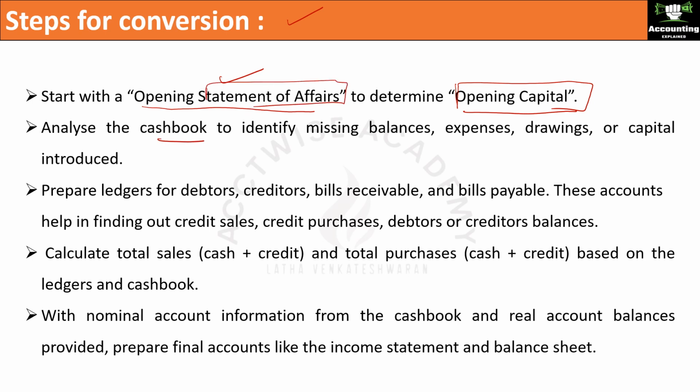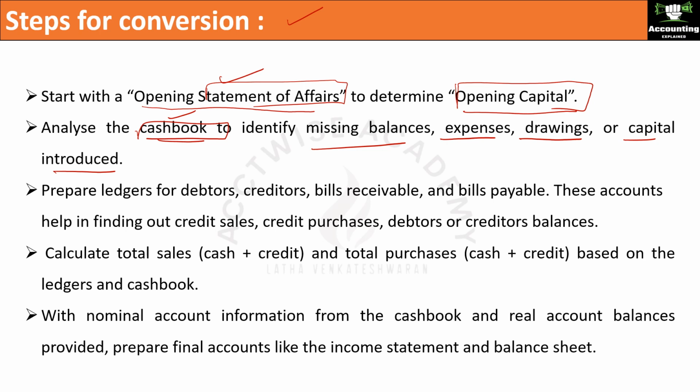Analyze the cash book to identify missing balances. If any balances are missing, then we can prepare the cash book and find out the missing balances. Similarly, if any expense is missing, we can find out drawings withdrawn. If anything we have missed out, then the cash book can be prepared and found out as a balancing figure, or if any additional capital has been introduced, the cash book can be prepared and that additional capital introduced can be found out as the balancing figure.